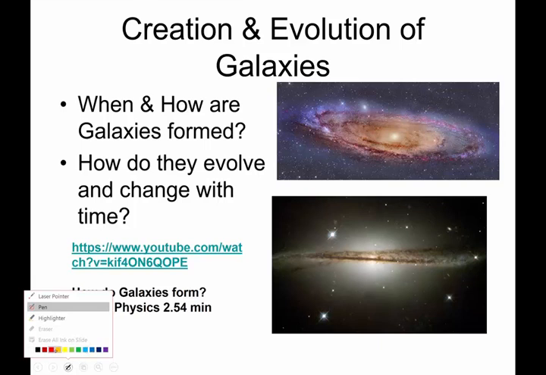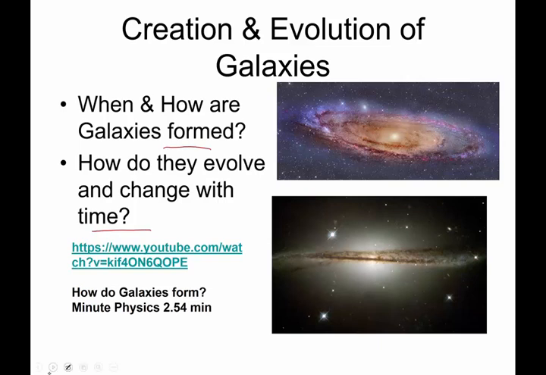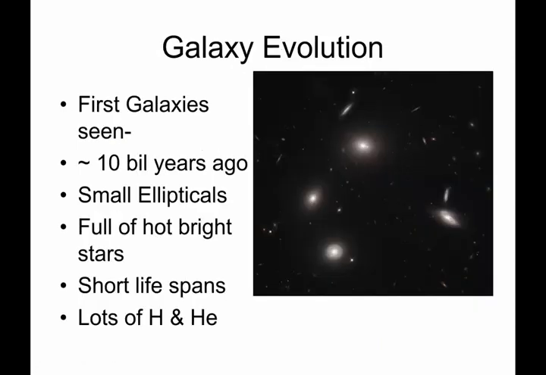All right, ladies and gents, let's talk about how galaxies evolve. When and how were they actually formed, and how do they change over time? When we look back in history, and we look further away in space, we see further back in time. About 10 billion years ago, since the universe is about 13.7 billion years old, somewhere around when the universe was about 4 billion years old, we see the very first galaxies.